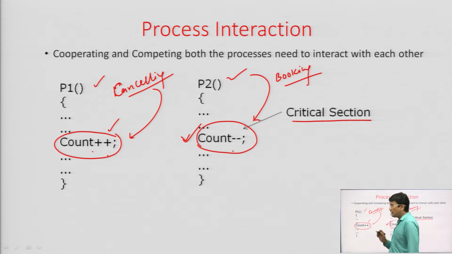So, cooperating and competing processes will be using common resources or common variables, and we should try to find some meaningful technique that will resolve the conflict between the cooperating and the competing processes.